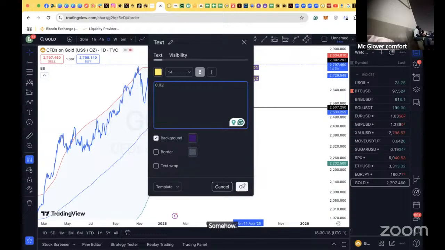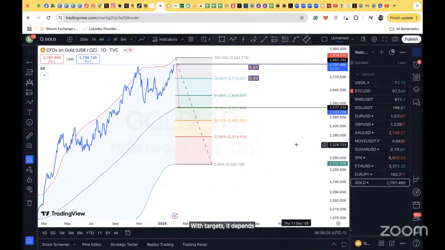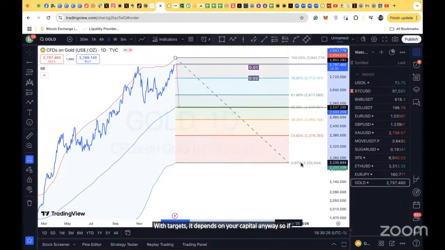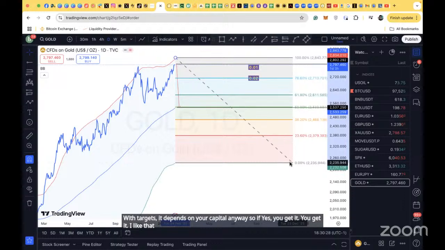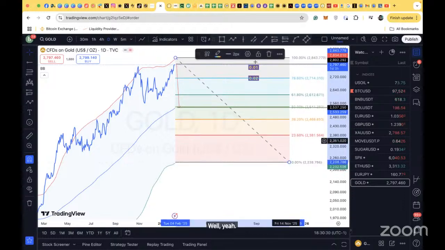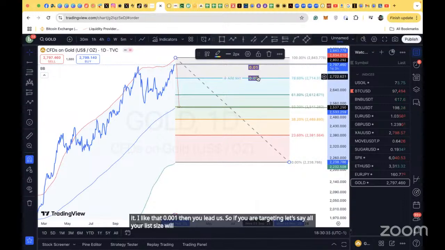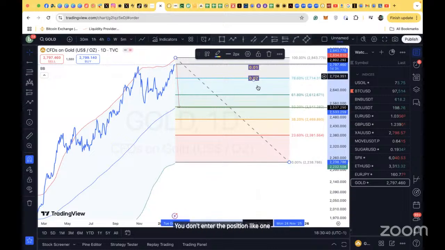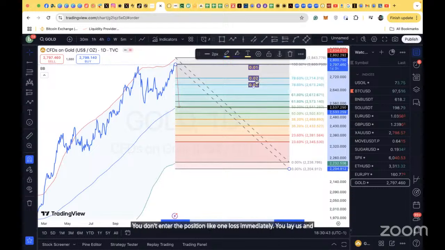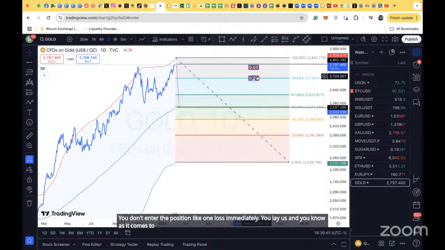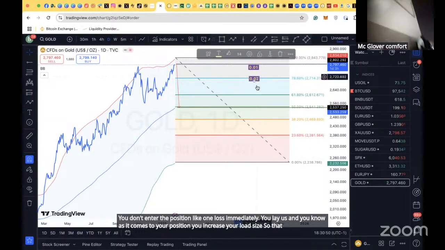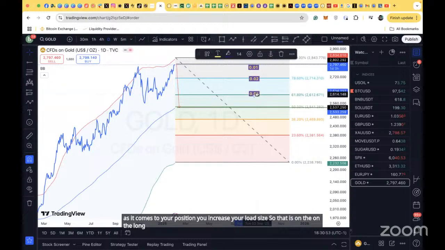It depends on your capital anyway. Yes, you get it. I like that, 0.001, then you do layers. So if you are targeting, let's say, one lot size, you don't enter the position with one lot size immediately. You do layers, and as the market comes to your position, you increase your lot size. So that is on the long target.